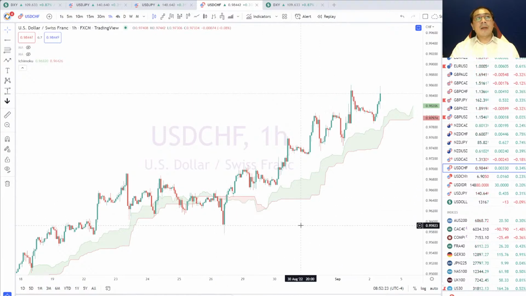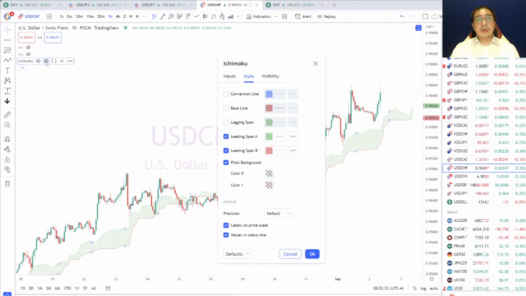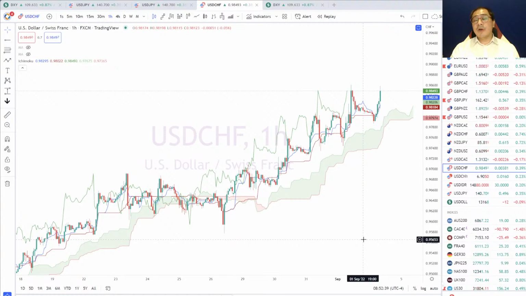But this is not the whole Ichimoku Kinko Hyo. We are going to talk about Ichimoku Kinko Hyo. Tonight is actually more of an introduction for you to start using Ichimoku Kinko Hyo. This is the complete Ichimoku Kinko Hyo. It's actually very confusing, right? It's one indicator with a lot of lines in it.